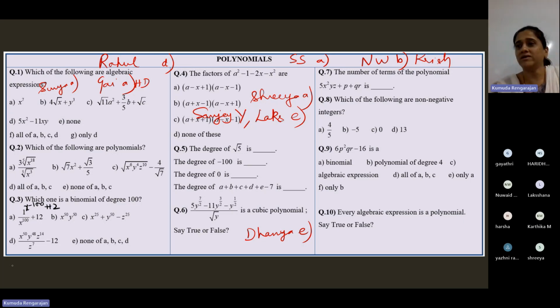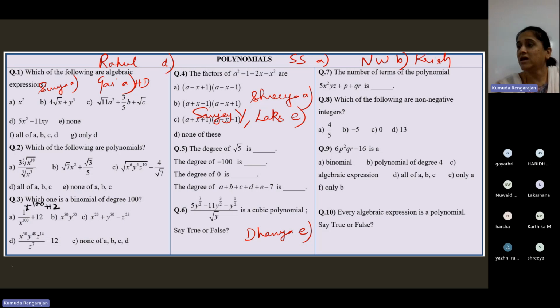It is 1 by x to the power 100. So when you bring x to the power 100 to the numerator, it will be x to the power minus 100. The variable is x. Its power is minus 100. It's not a whole number. So it's not a polynomial. Option A is not a polynomial.